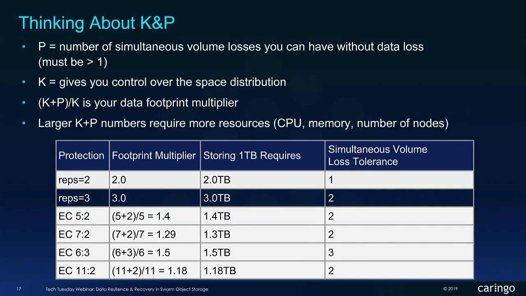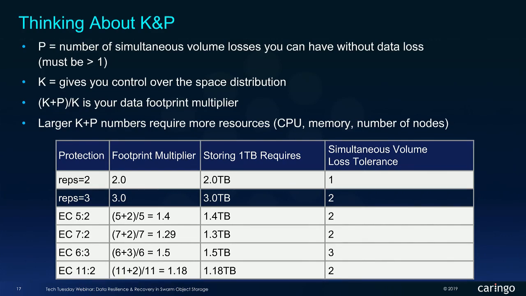3 reps has a footprint multiplier of 3. You're making 3 copies, but you can lose a volume and then you can lose another volume and you still got one more copy of it. So that gives you quite a bit more protection. But if you used a 5-2, so divided into 5 segments, compute 2 parity segments, so you've got a total of 7 segments, the footprint multiplier is only 1.4. That is, you're using 1.4 terabytes to store a terabyte of data, but you still have the level of loss tolerance or protection that you had with 3 reps. So from a storage perspective, it's really efficient.